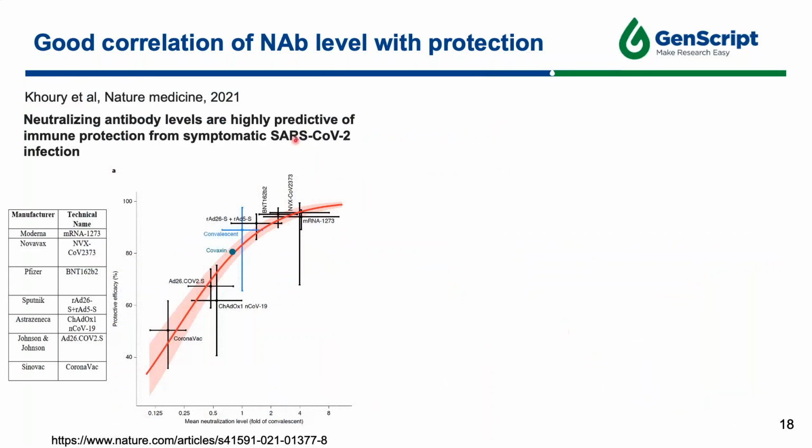In this recent publication in Nature Medicine, the relationship between in vitro neutralization levels and the observed protection from infection was analyzed using data from 7 current vaccines and also convalescent cohorts. The vaccine study included the mRNA vaccines, the adenovirus vector vaccines, and also the inactivated virus vaccines. As shown from their results, the neutralization level and the protective efficacy are highly correlated to each other.